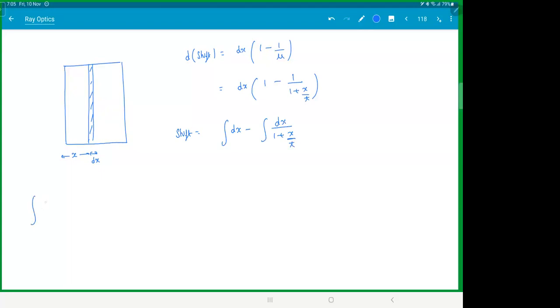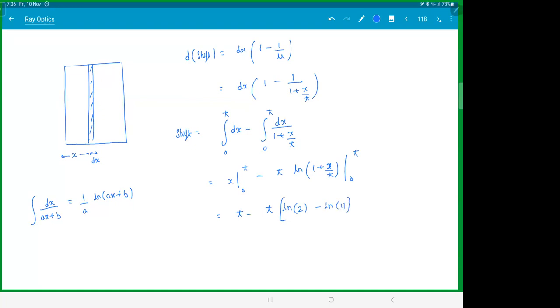For people who forgot, the integral of 1 by ax plus b is 1 by a ln of ax plus b. This much integration should be comfortable. Limits will go from 0 to t. The first would be x, limits from 0 to t. The second would be t into ln 1 plus x by t, since a here is 1 by t. Limits from 0 to t. This is t minus t ln. Put t there, you get ln 2. Put 0 there, you get ln 1, which is 0 anyway. So t into 1 minus ln 2. Check your answer. That's the shift.